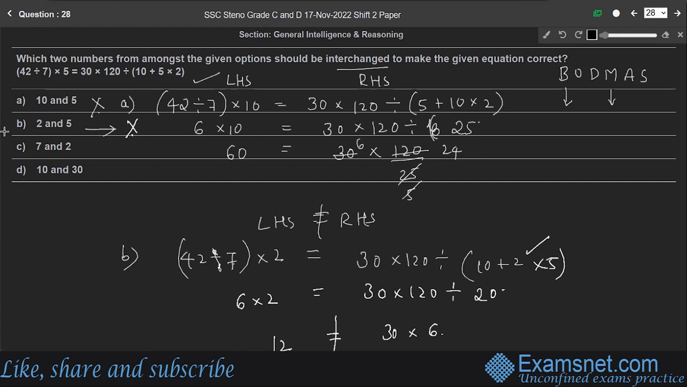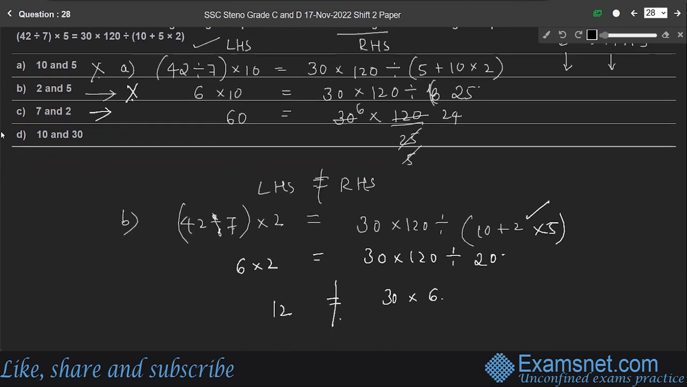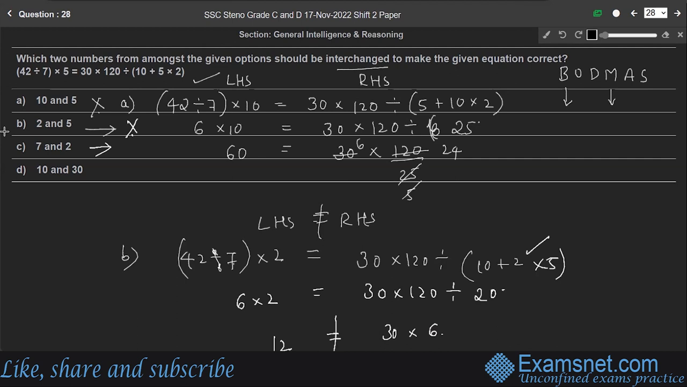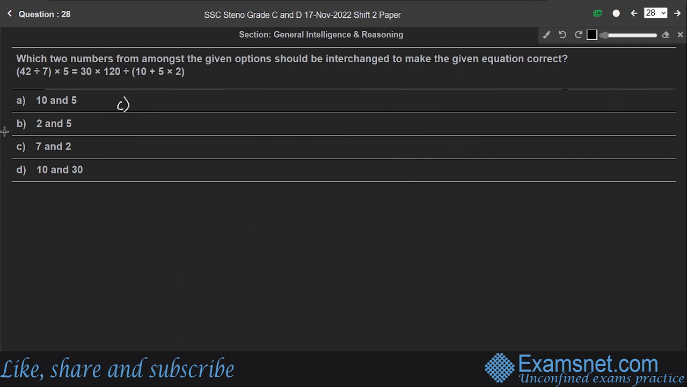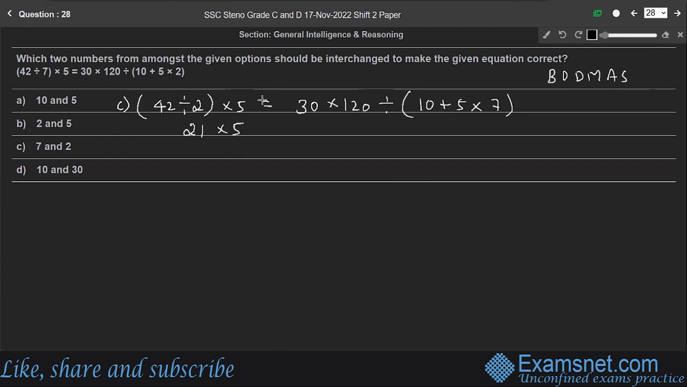Let us consider the given equation by interchanging 7 and 2. So the given equation becomes, I just want to write here, considering option C. 42 by 7 becomes by 2, into 5, should be equal to 30 into 120 divided by 10 plus 5 into 2 becomes into 7. So just apply BODMAS rule. Just remove the bracket part. 42 by 2 becomes 21 into 5 should be equal to 30 into 120 divided by, 10 plus 7 into 5, 35 plus 10, 45.